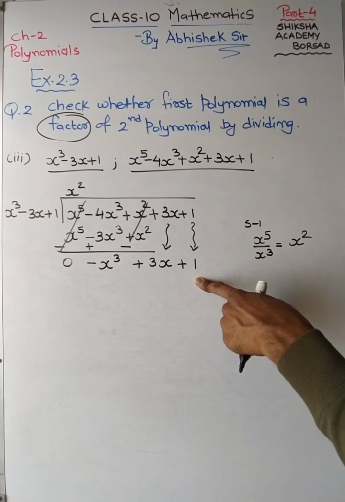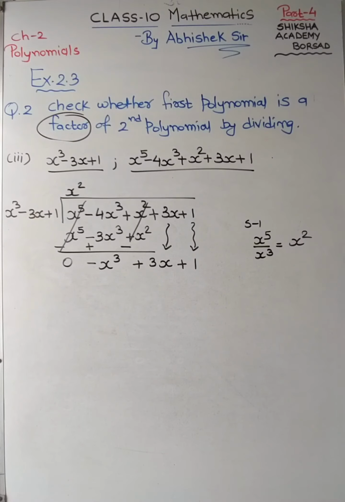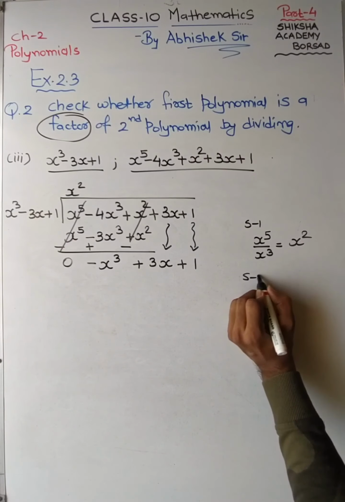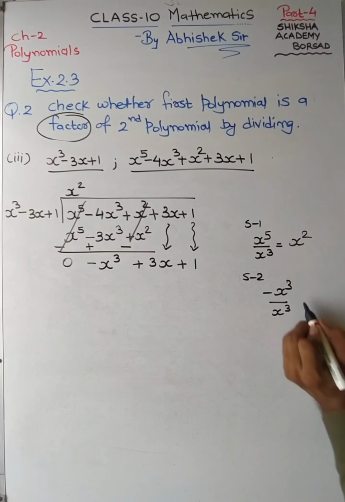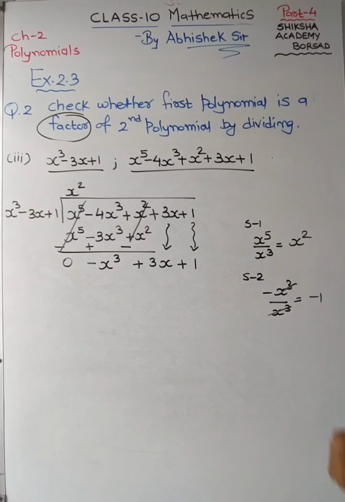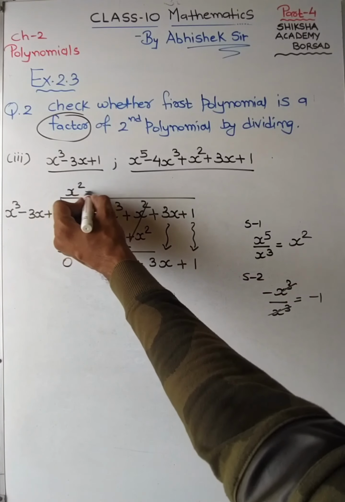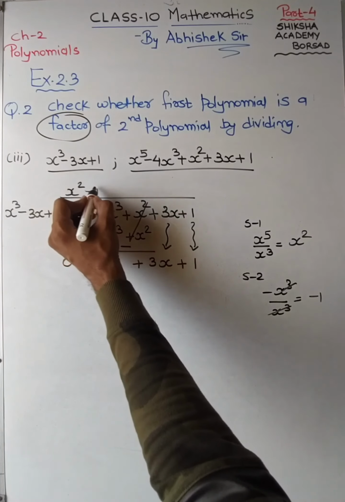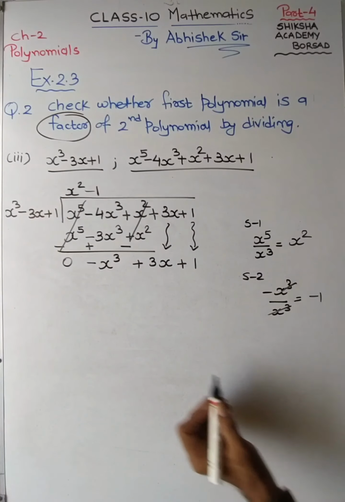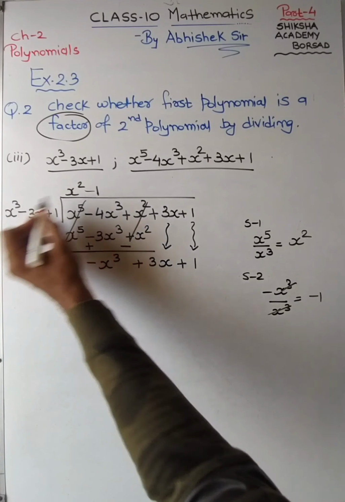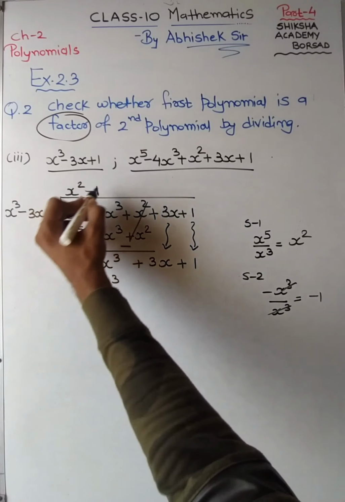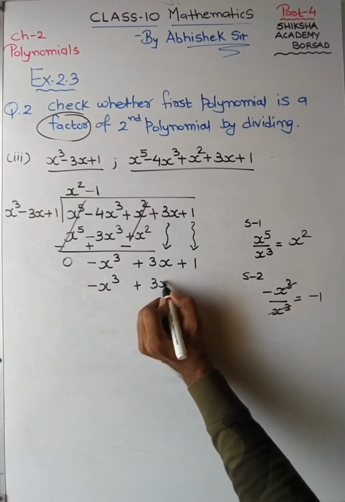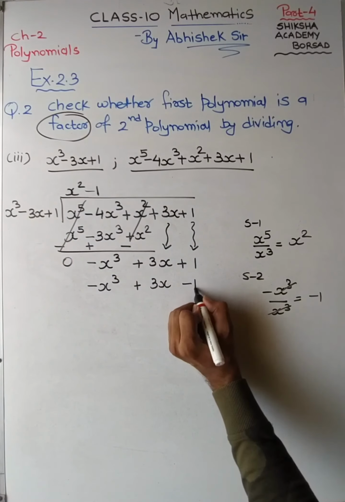Alright. Now moving ahead with step number 2. So that is minus x cube upon x cube. So x cube cancel, only minus 1 will remain. So here we'll write minus 1. Hope it is visible. Minus 1. Multiplying x cube with minus 1 will give you minus x cube. Minus 3x into minus 1, so plus 3x. Plus 1 into minus 1, minus 1.